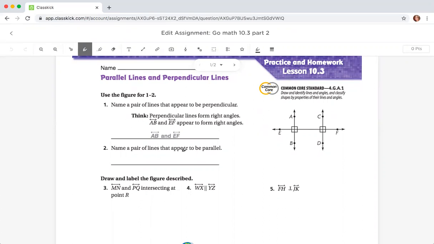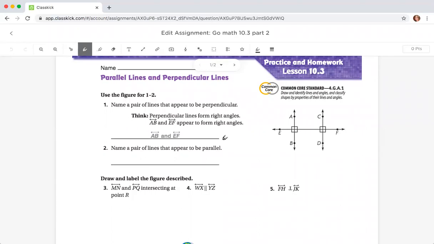Reading all the information on the page is often helpful when you get stuck. If you forget what you're supposed to do, and you just jump down here and try to start working, that might work for you. It might not. If you're confused, the smartest thing to do is to go back and read all the information that's on the page, just like up here. So let's read that together. Number 1 says, name a pair of lines that appear to be perpendicular.